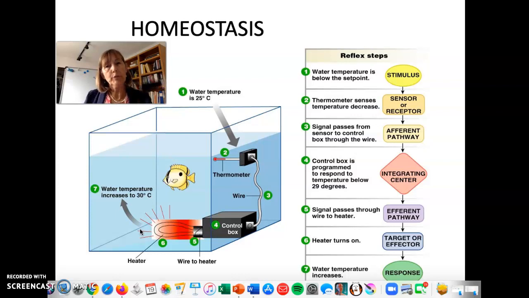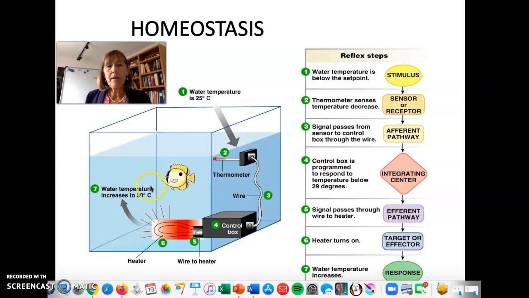So we just went through with a tank all these sections. What's the stimulus? Where's the sensor? What's the pathway to the brain or to an integrating center that may not be the brain? And what's it going to target and what's the result? Okay, and homeostasis sort of works in this way. You need these different steps in the organism to be able to correct a mistake, correct something that's too low and make it higher, for example.